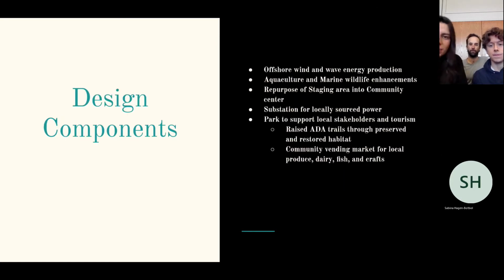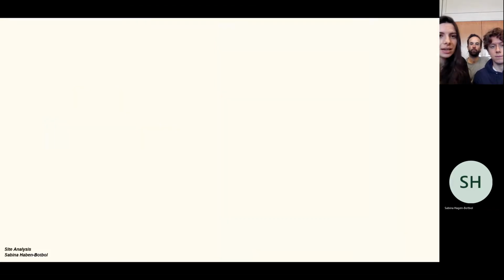We're doing this through various strategies. For the design components, we're having offshore wind and wave energy production, aquaculture, we're repurposing the staging area into a community center and substation for locally sourced power, as well as a park to support local stakeholders and tourism.